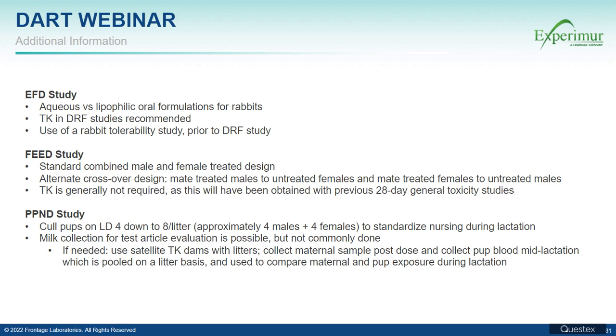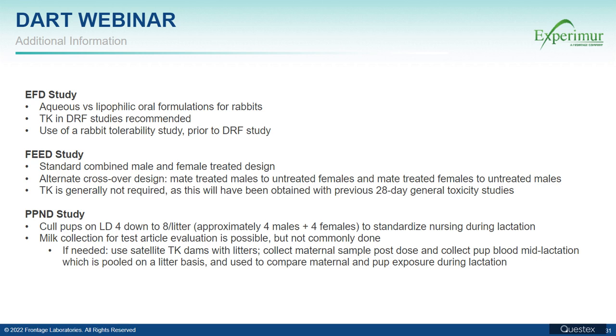For the peri-postnatal studies, we usually cull pups on lactation day 4, and the reason we do that is to make sure that all the females are nursing the same number of animals, so you don't have one litter that has 12 and one litter that may only have 2, because that could definitely affect the size of the pup and potentially the effects based on nursing practice during this time.